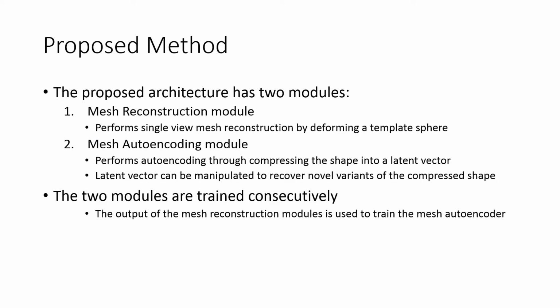Our method is composed of two modules: the mesh reconstruction module, which performs single view mesh reconstruction by deforming a template sphere, and a mesh autoencoding module that performs autoencoding, which compresses the shape into a latent vector. This latent vector can be manipulated afterwards to recover novel variants of the compressed shape. The two modules are trained consecutively. So we train first the mesh reconstruction module, and the output of the training set is used to train the mesh autoencoding module.